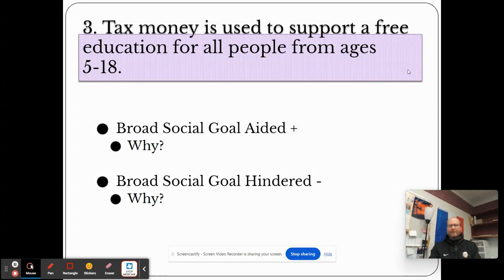Okay, this one. Tax money is used to support a free education for all people from ages 5 to 18. So again, people's taxes are used to give a free education for those that want it to people ages 5 through 18. That's basically what we have. What broad social goals would be helped?